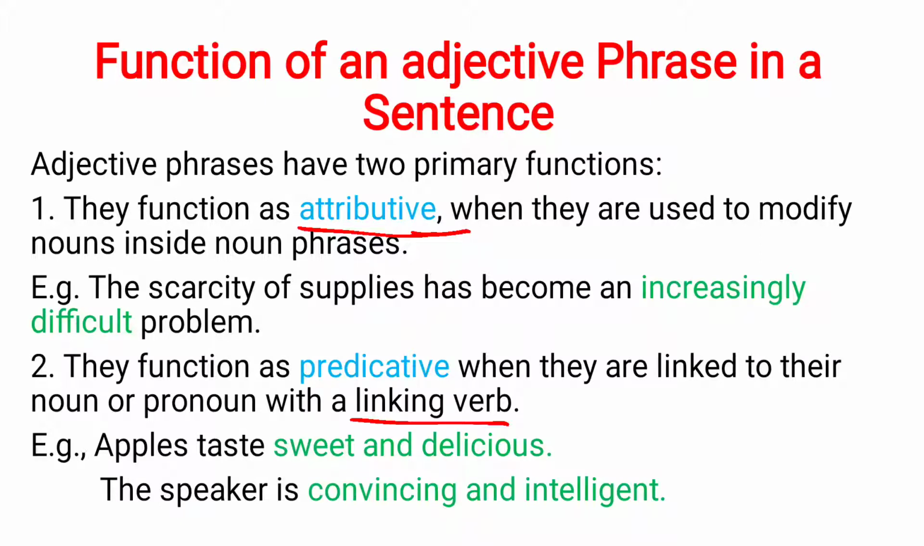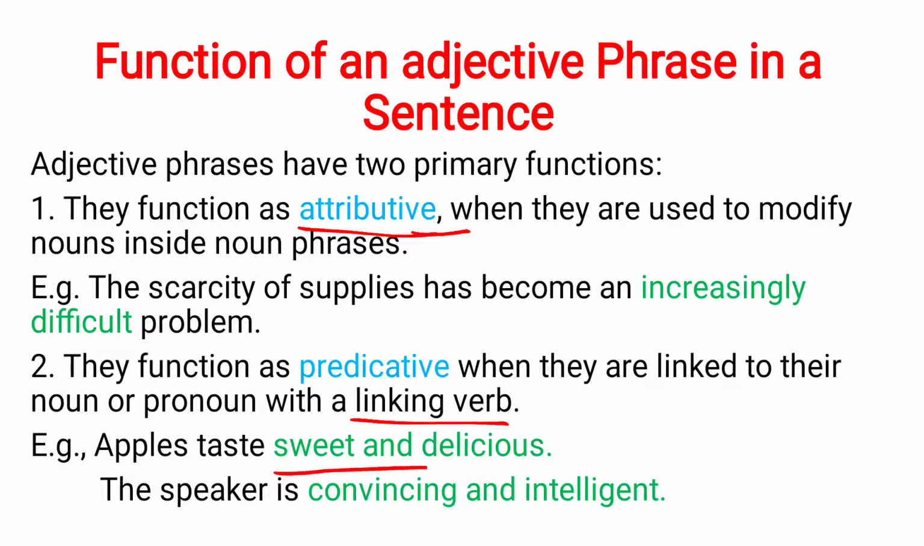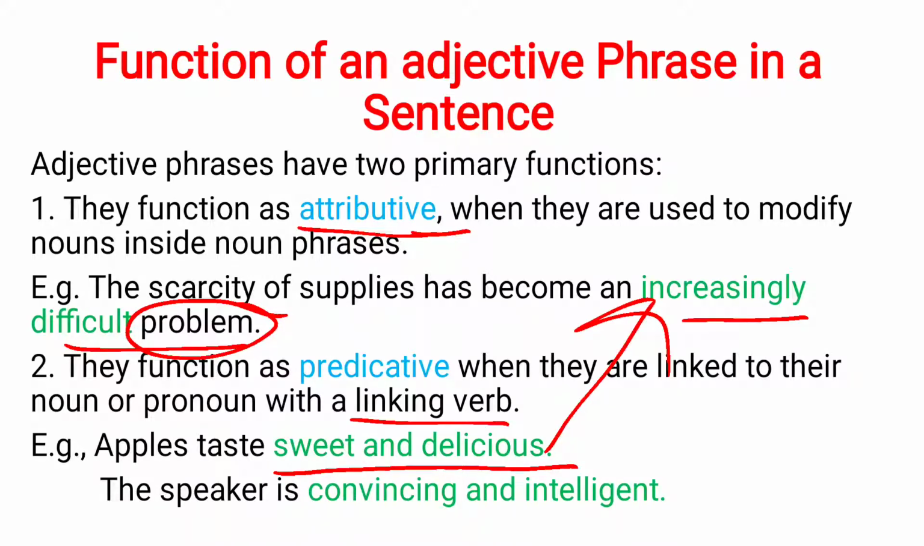For example, apples taste sweet and delicious. Now, sweet and delicious. So, what is sweet and delicious? We are talking about the noun apples. And this particular phrase is linked to this noun with this particular linking verb. So, here taste is a linking verb. This particular verb is linking this noun and this phrase, and that is why this particular phrase is known as predicative adjective phrase. Here you can compare that increasingly difficult problem. Now here we do not have any linking verb, and that is why it is directly attached with a noun, and that is why it is known as attributive adjective phrase.